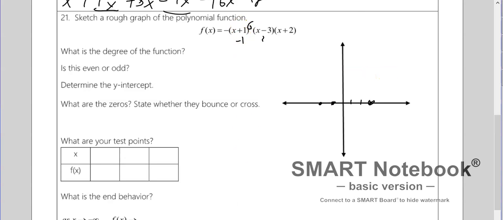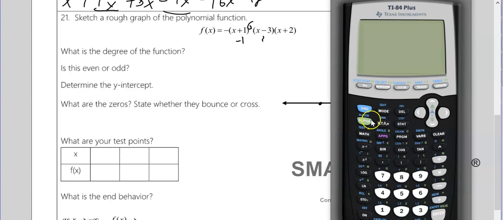Now, why make your life difficult here? Take your calculator or Desmos on this problem. There's no reason to guess on this. Go and put this in exactly as you see it. So I have a negative, parentheses x plus 1 parentheses squared, left parentheses x minus 3, right parentheses, left parentheses x plus 2, close parentheses. Let's look at the table real quick.